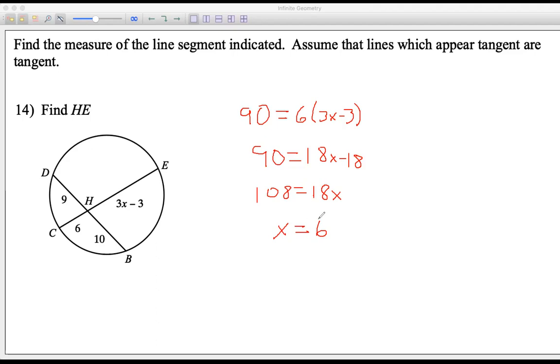Okay, so we get x equals 6, but it says find the measure that's indicated. It says HE. Where's HE? HE is right here. So therefore we get actually HE is equal to 15. I was thinking 15, not 6. And I was like, no, it's not 6. Whew. All right, so that one isn't that much harder. You just got to answer one of the questions.